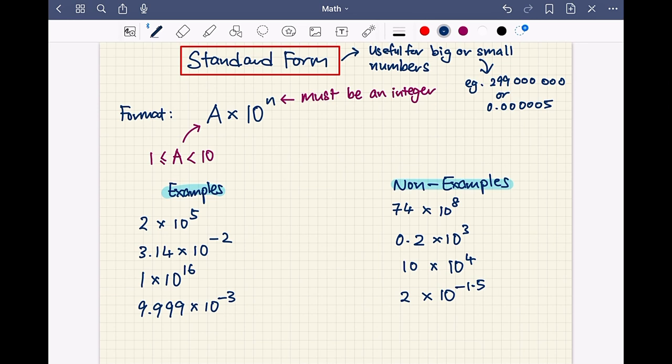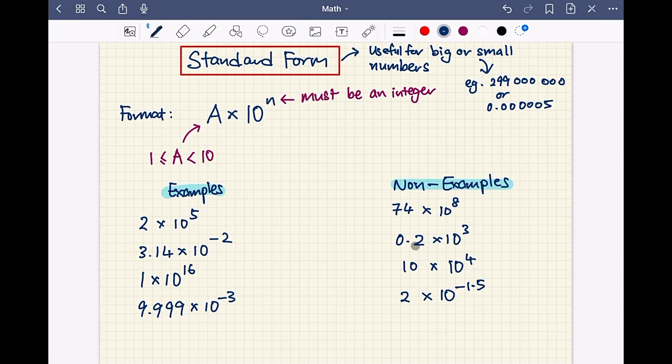So some non-examples are 74 times 10 to the power of 8. Obviously, the problem is 74 exceeds 10. It's way more than 10. All right, so this is not correct. Of course we can rewrite this in standard form, and I'm not going to talk about that yet, right?